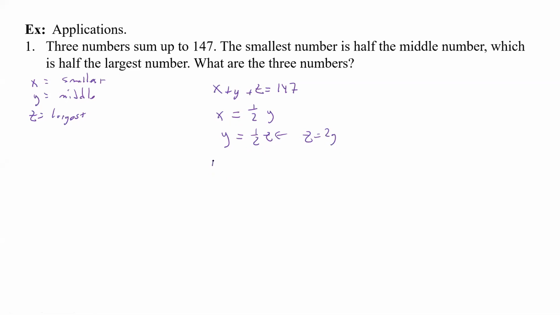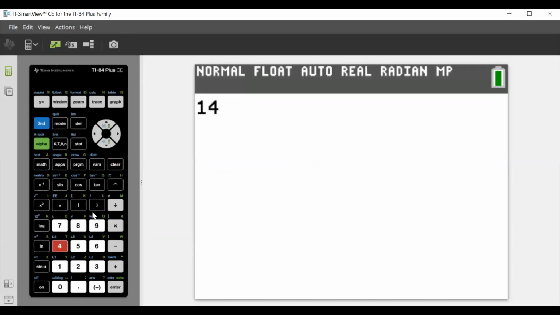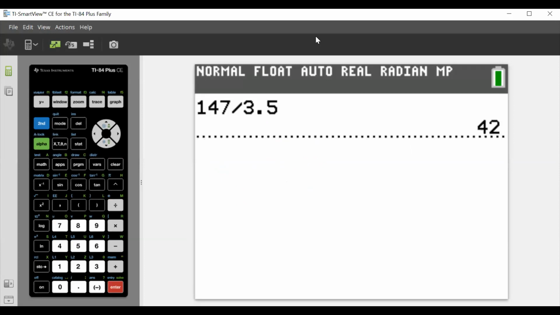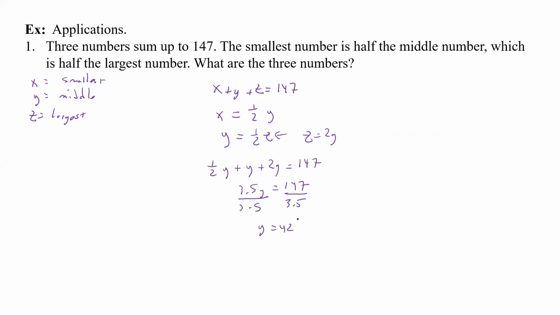And so now I can plug everything in. So x is 1/2 y plus 2y, and that's equal to 147. All right, so here we have 2 plus 1/2 is 2.5 y. So 2.5 y equals 147. Divide by 2.5. And so now let's go ahead and use our calculator so we don't have to worry about trying to figure it out. It is 147 divided by 2.5, and that gives us 58.8.